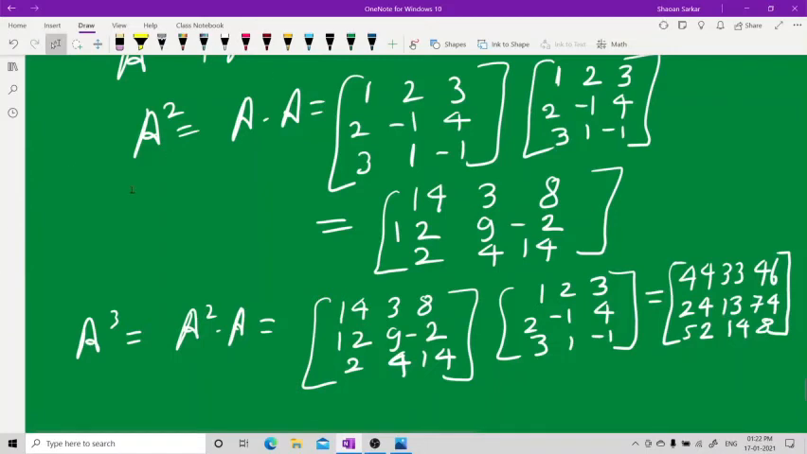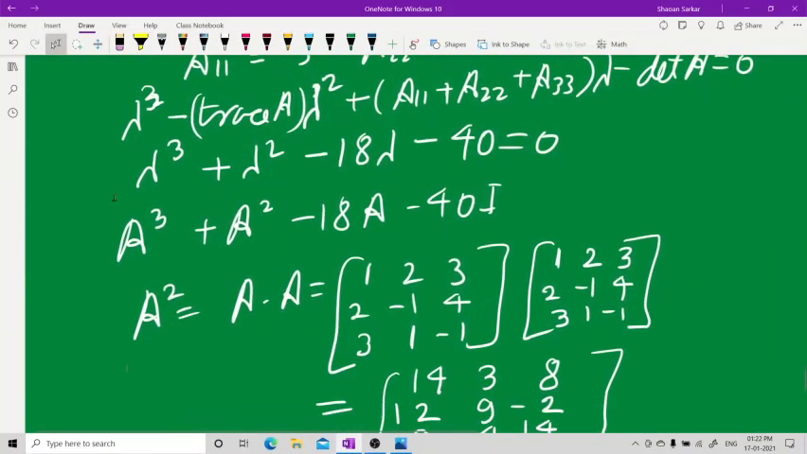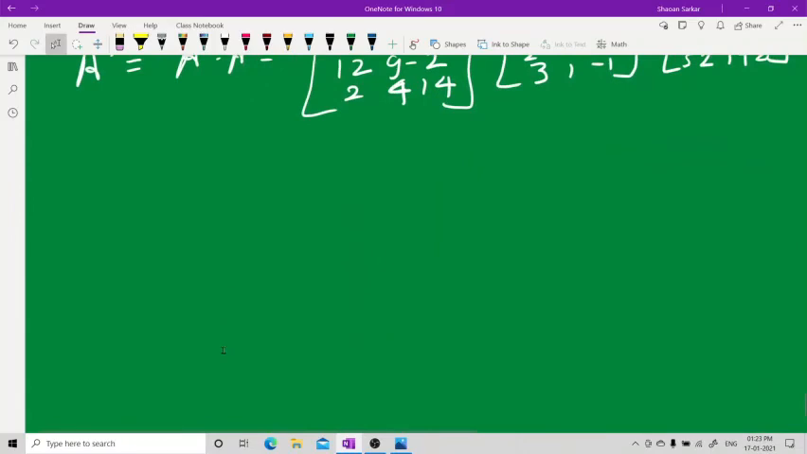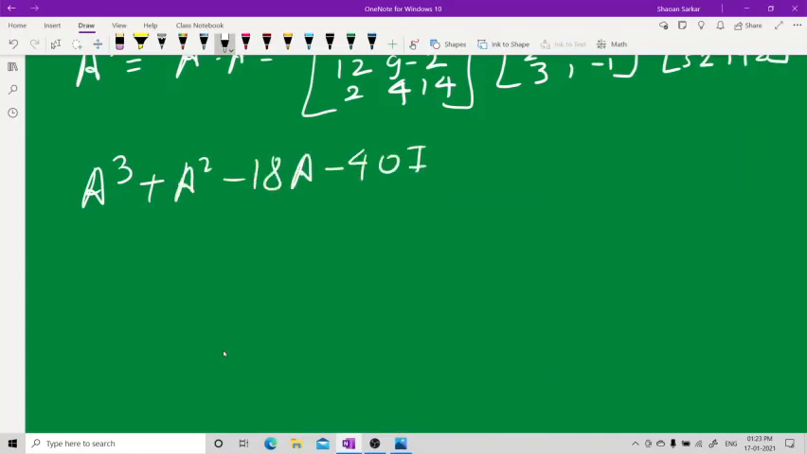Now you will put these values of A cube, A and everything. You have to put the values in this equation to show that this is equal to 0. Now I'll start putting the values. Now see, let me write down the equation. You have A cube plus A square minus 18A minus 40I. Now what is A cube? I just found out what A cube is. A cube was 44, 33, 46.